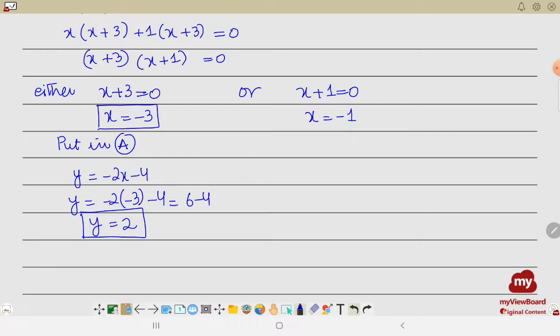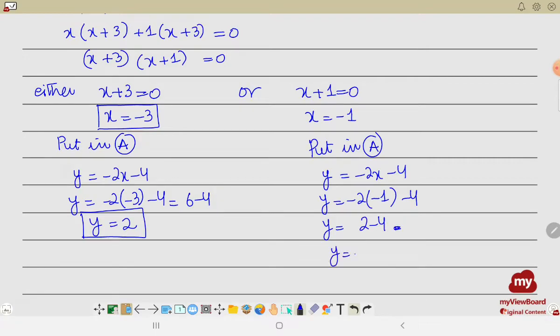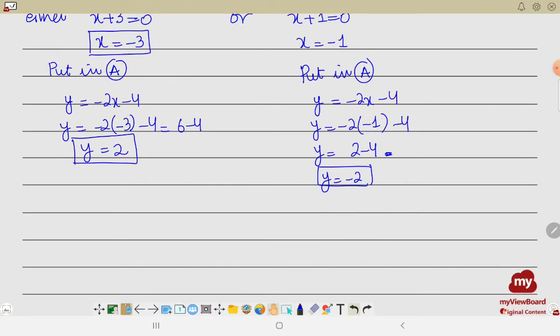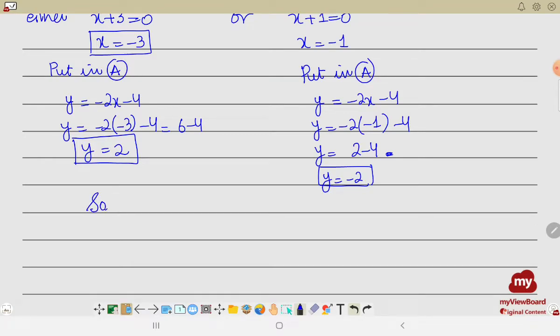And again for x is equal to minus 1, we'll put x equal to minus 1 in A equation. So minus 2x minus 4 was the equation, and instead of x, we'll insert minus 1. So y is equal to 2 minus 4. It comes out to be y is equal to minus 2. So at the end, we are going to write down the solution set. Solution set will be in the form of ordered pairs.